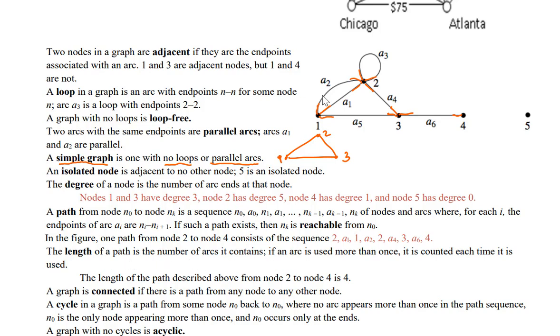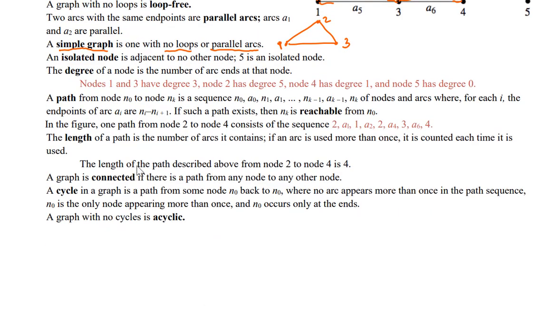So if I choose this path, as I mentioned earlier, 1 to 2, 2 to 3, and 3 to 4, the length is 3. I mean, how many arcs we have in this path. The length of a path is the number of arcs it contains. If an arc is used more than once, it is counted each time it is used. The length of the path described above from node 2 to node 4 is 4. So based on what is given, you have 2, 1, 2, 3, 4.